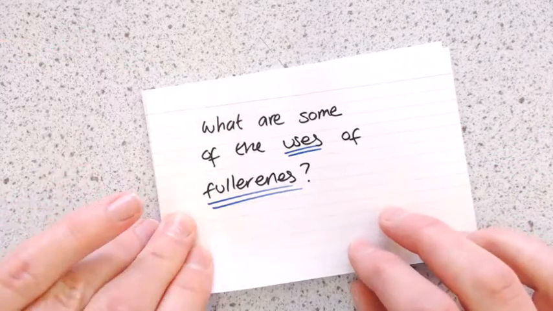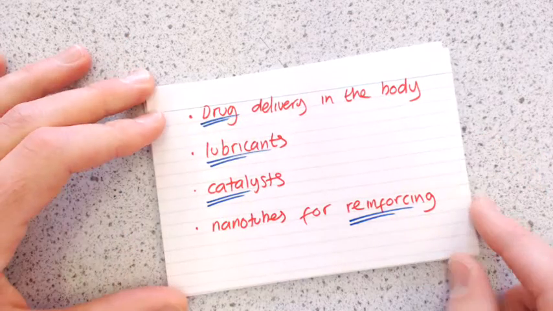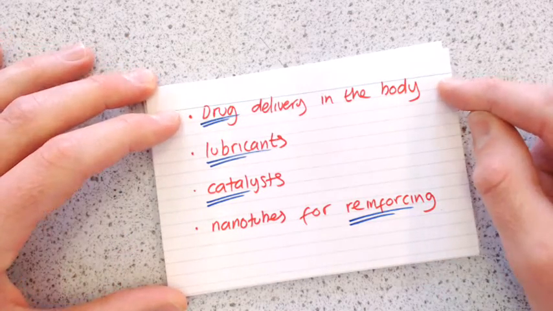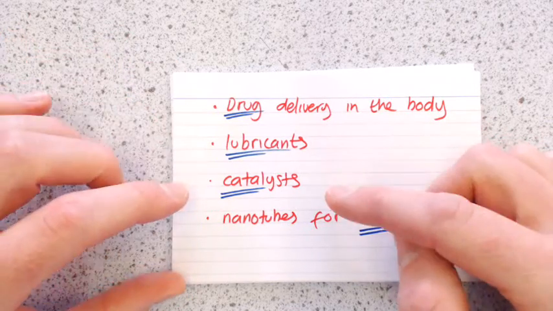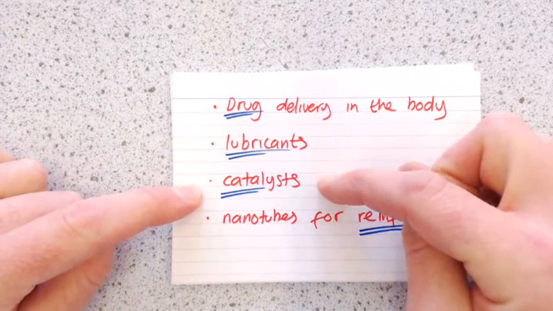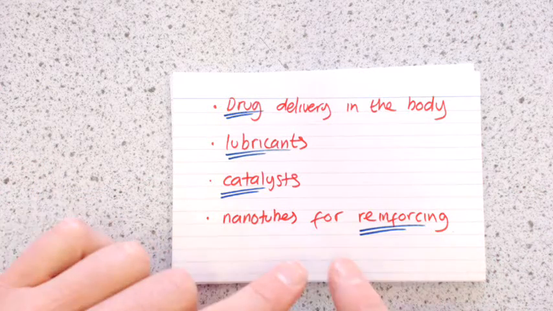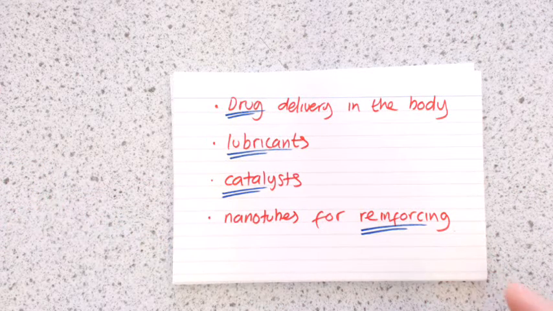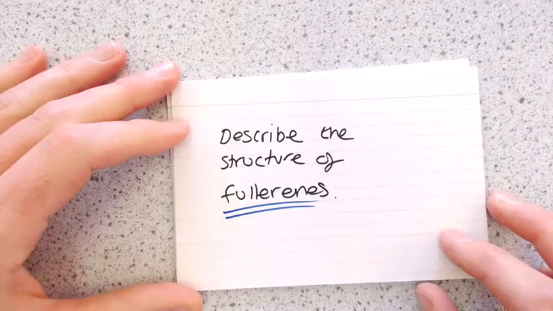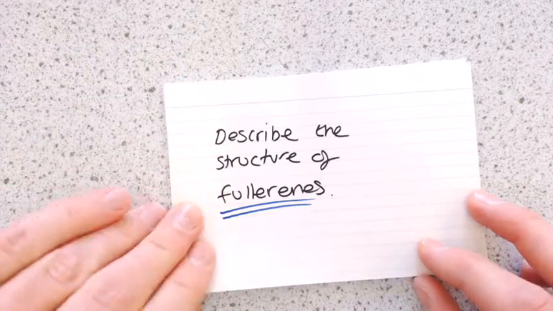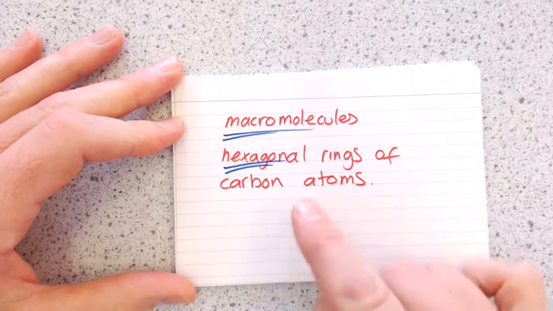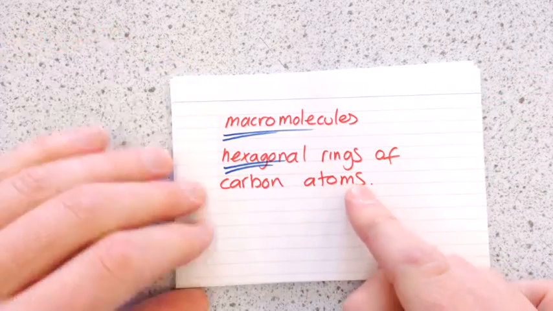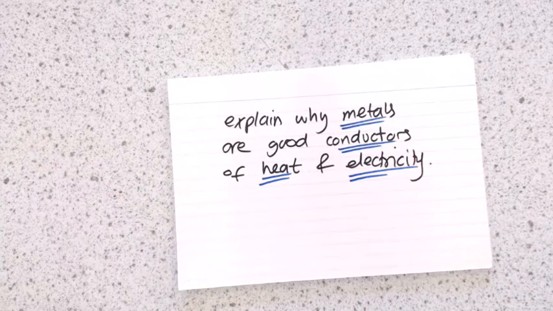What are some of the uses of fullerenes? They can be used to deliver drugs in the body. They can be used as lubricants because they're slippery. They're often used as catalysts because they have high surface area. And they can be used in reinforcing materials like tennis rackets and bikes. What's the structure of fullerenes? How would you describe it? They're macromolecules and they're made up of hexagonal rings of carbon atoms.